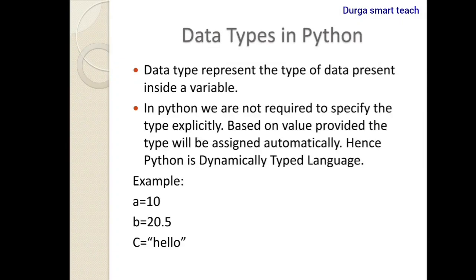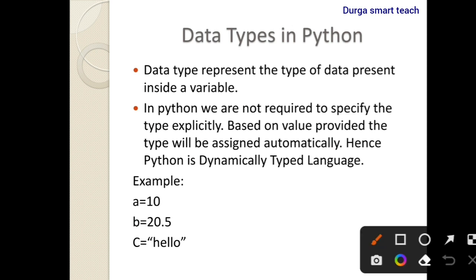Today I am going to discuss data types in Python. This is a very important topic in Python. A data type represents the type of data present inside a variable. So here, a data type is used to define the type of data that the variable is used to store.